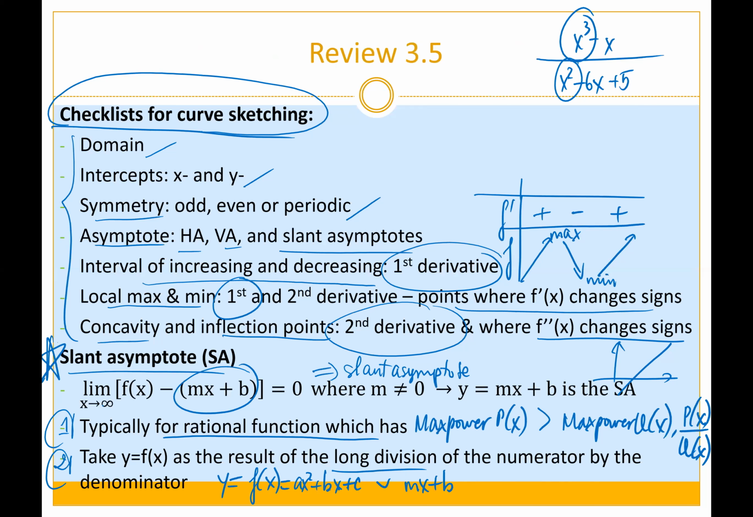So when you take the limit as x approaches infinity of f(x) minus (mx plus b), with mx plus b being the result of the long division, and that limit equals 0, where m is different than 0, a condition to make sure that this is a diagonal straight line, then the function y equals mx plus b is a slant asymptote, or SA. So that's everything about the concepts. From now until I think next week, it's just going to be applying and reviewing to prepare you guys for exam 2.